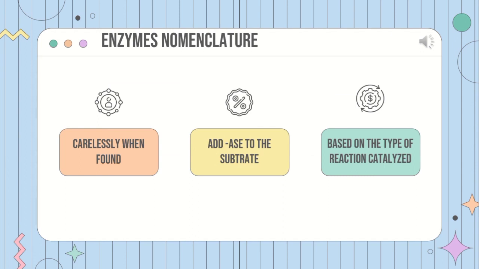Enzyme naming, or nomenclature. Enzymes were named by: 1. Carelessly when found, for example trypsin, pepsin, and rennin. 2. Adding -ase to the substrate name, for example glucose, glucase; amylase for starch; protease for protein; and lactase for lactose. 3. Based on the type of reaction catalyzed, for example dehydrogenase catalyzes dehydrogenation reaction.